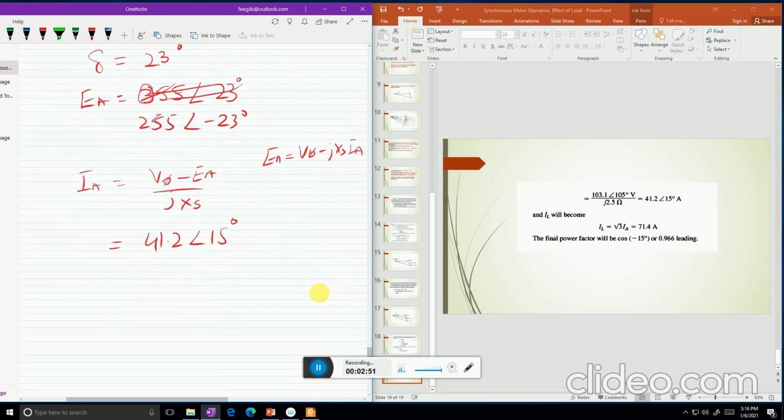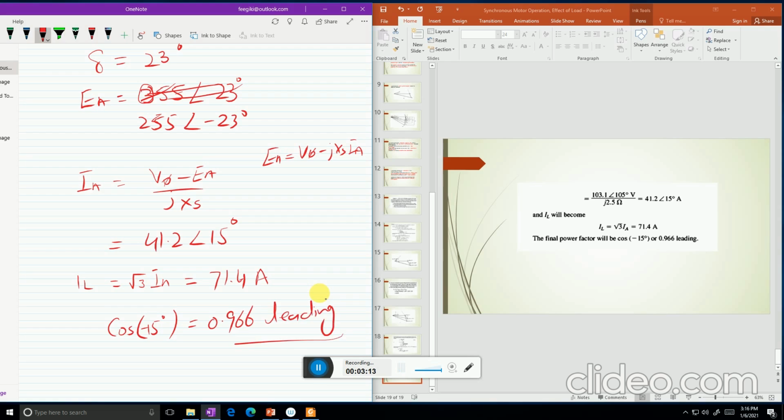This is delta connected, so line current will be root 3 IA, which is 71.4 ampere, and the final power factor cos of minus 15 degree will be 0.966 leading. So this is example 6.1. Now that's the end of this lecture.